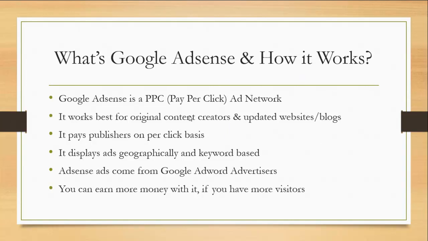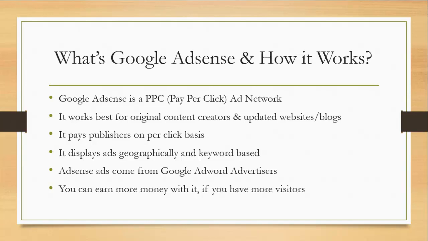In this lecture we will talk about what Google AdSense is and how it works. Google AdSense is a PPC pay-per-click ad network. That means it pays you for clicks, for valid clicks that you receive on your website. It works best for original content creators and updated websites and blogs, those websites which are regularly updated.